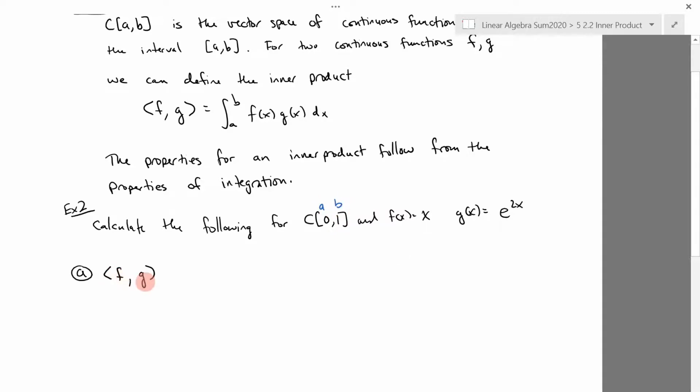Right, so if I want the inner product of f with g, following the formula here, this would be the integral from 0 to 1 of f times g. So that will be x times e to the 2x. Here, because I have the product x times an exponential, to calculate this integral, I can use integration by parts.